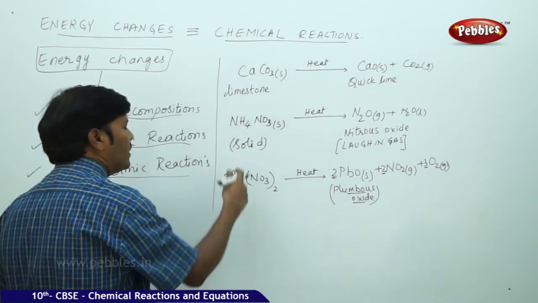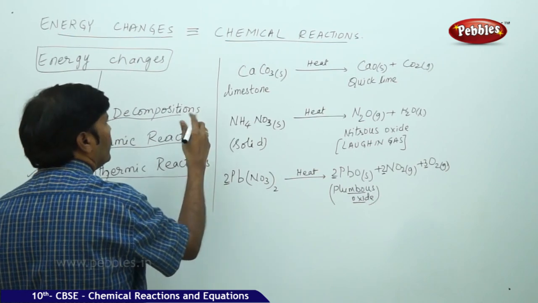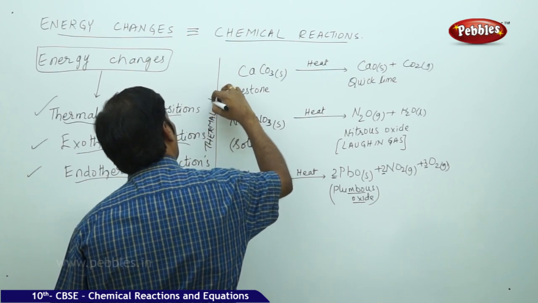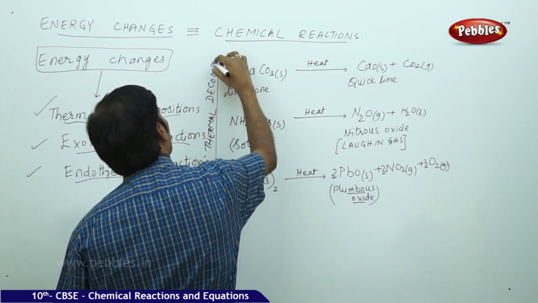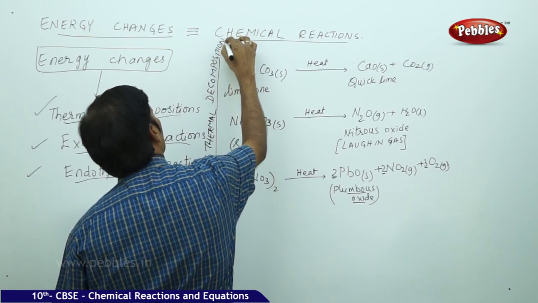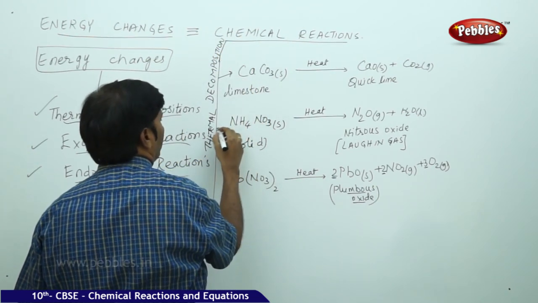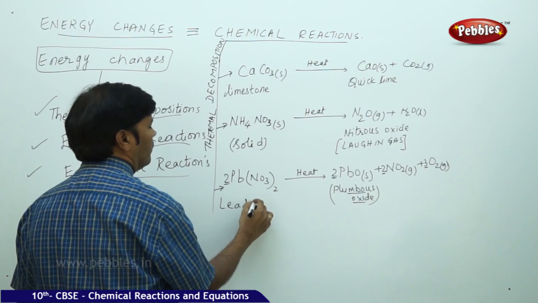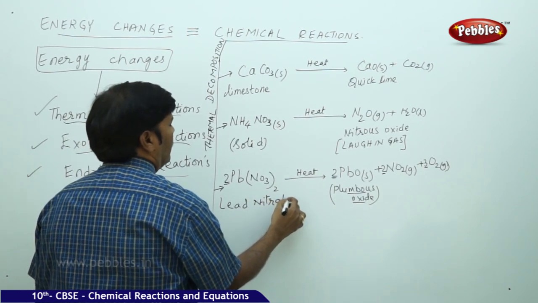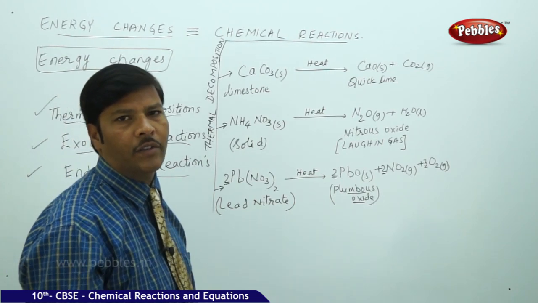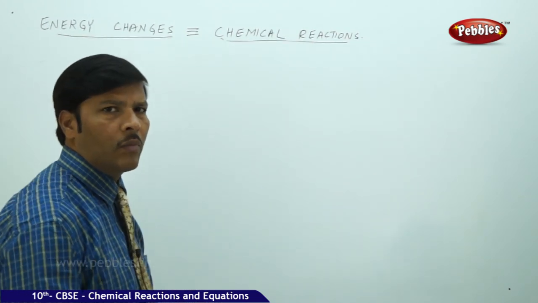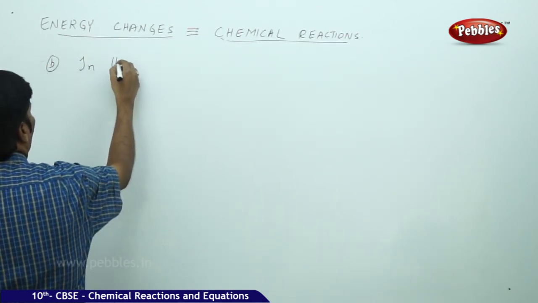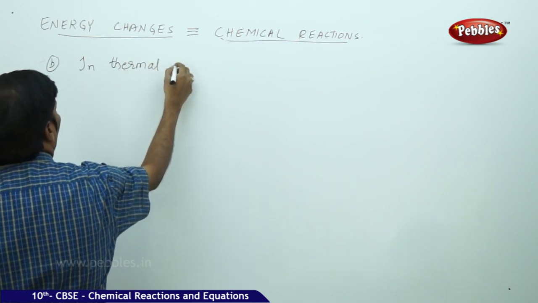So these three are the best examples of how thermal decomposition takes place. This comes under thermal decomposition: first example, second example, and third example, which is lead nitrate. The next part of the discussion is the second category in decomposition, B.